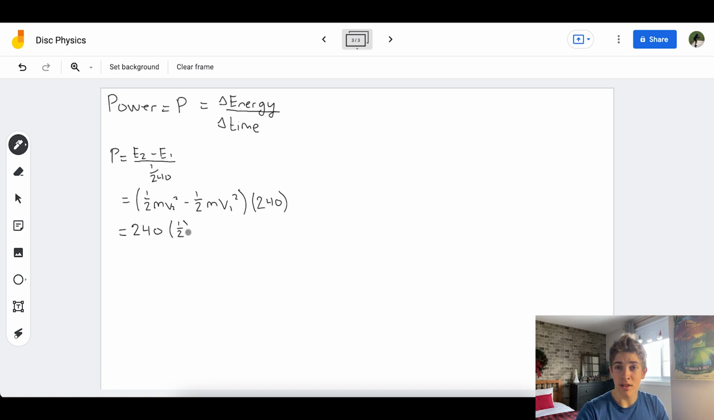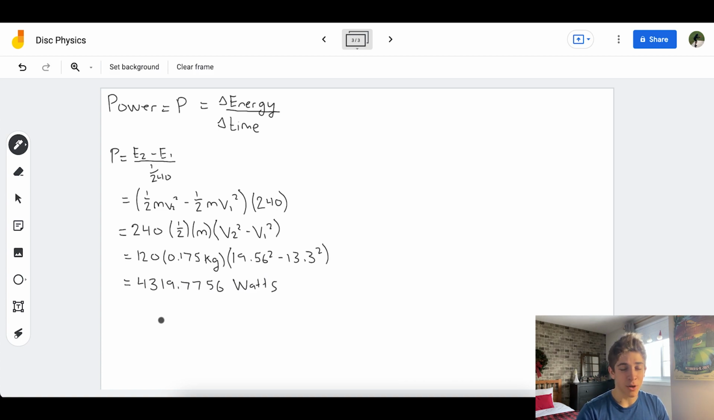So just canceling some things out in the equation here and factoring out the 1/2 mass, we get 240 times 1/2 times the mass times V2 squared minus V1 squared. Now I sub in V1 and V2 to get 19.56 and 13.3, and it works out to 4,300 watts. And converting that to horsepower is 5.79 horsepower. So at that moment, the peak power going into my disc was 5.79 horsepower, which is pretty cool.